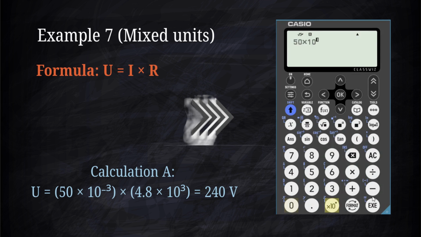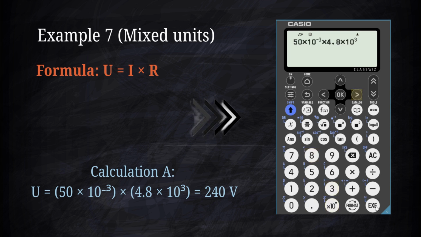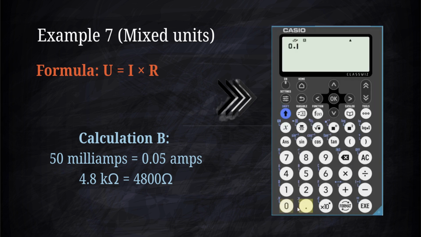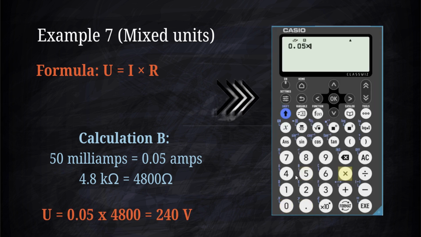I'm going to demonstrate this calculation in a few ways. First, enter 50 times 10 to the power of minus 3, times 4.8, times 10 to the power of 3, and press equals. The answer is 240. The brackets are optional in this calculation. Alternatively, you can convert the units before entering them into the calculator. Convert 50 milliamps to 0.05 amps, and 4.8 kilo ohms to 4,800 ohms. Then enter 0.05 times 4,800. The result is the same, 240.